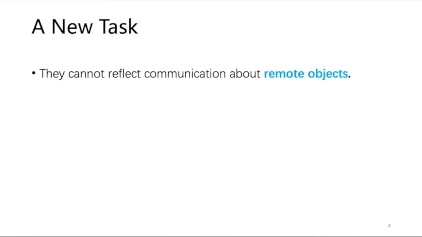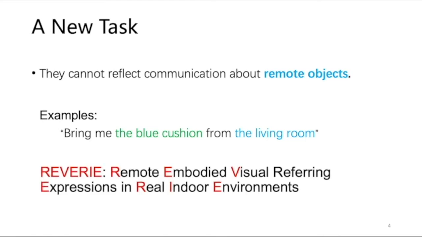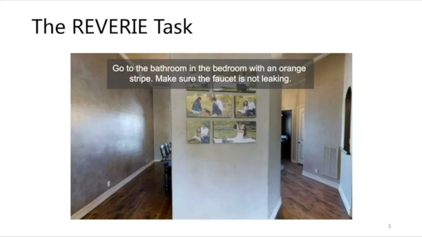However, they cannot reflect many of the most appealing uses of robots, which requires communication about a remote object. For example, bring me the blue cushion from the living room. So here we propose a new task and dataset, named Reverie, to make a step forward. Let's see a demo of this task.